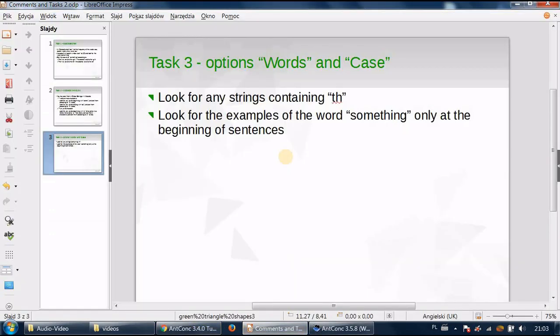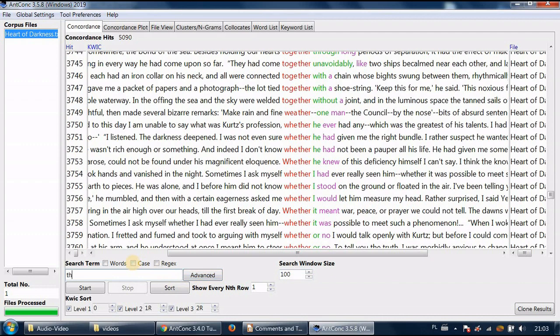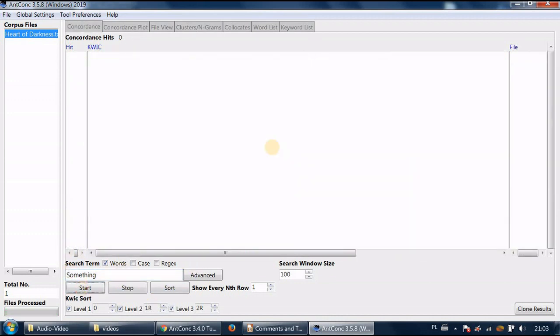And finally, this concerns this option case. You remember Laurence Anthony explained that when this option is not, well, let me keep words on because this is the default and we usually look for individual words. This is by default ticked off, so any searches are case insensitive, so it doesn't matter whether you write something like this or something like this, it will give you the same result. So let me try this.